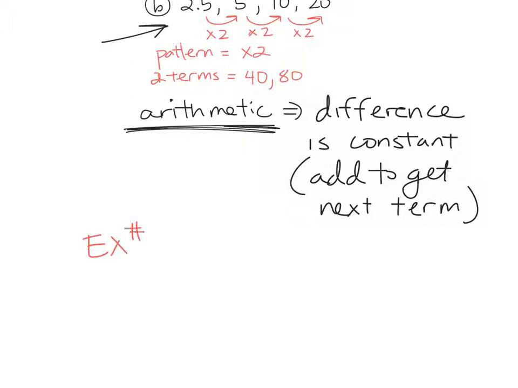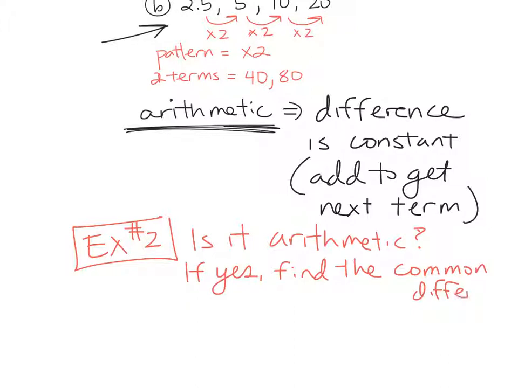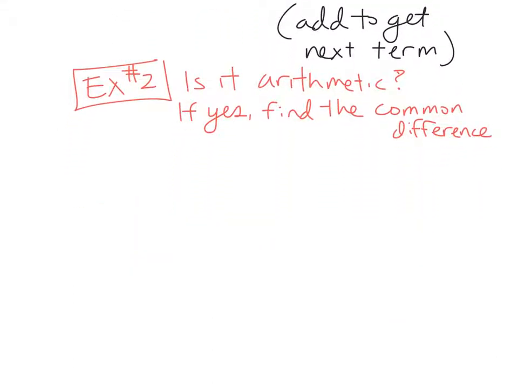All right, so here's what I want to know on this one. If I give you a set of numbers, and I ask, is it arithmetic? If yes, find the common difference. Is it arithmetic? And if it is, you're going to find the common difference.